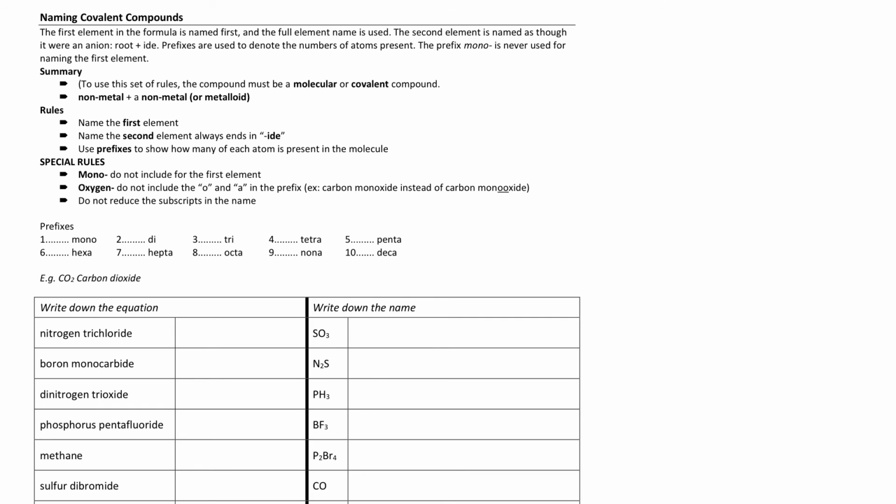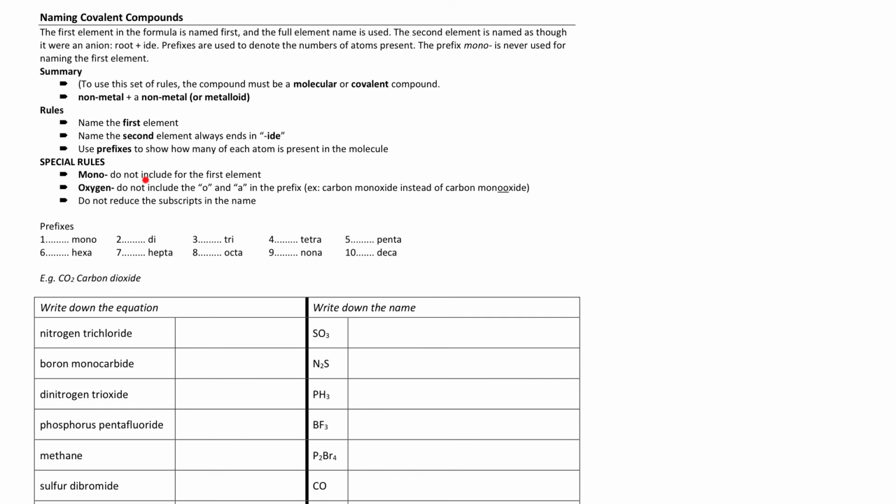So in summary, to use this set of rules, the compound must be a molecular or covalent bond, so it needs to be a molecule, or it needs to have a covalent bond. It needs to be a non-metal plus a non-metal, or a metalloid. The rules are that you name the first element first, and the second one always ends with "ide." Use the prefixes to show how many of each atom is present in the molecule. And there's a few special rules.